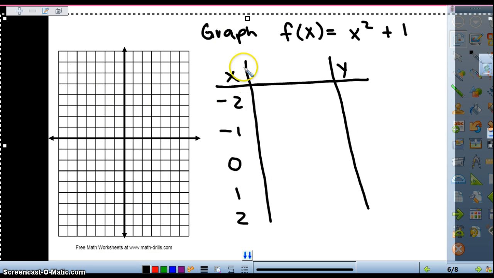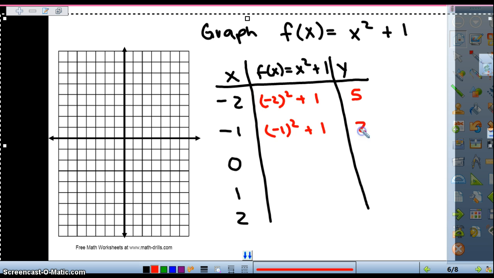If we have to graph the function f of x equals x squared plus 1, we can create our table and start substituting. So -2 squared plus 1 is 5. -1 squared plus 1 is 2. 0 squared plus 1 is 1. 1 squared plus 1 is 2. And 2 squared plus 1 is 5.